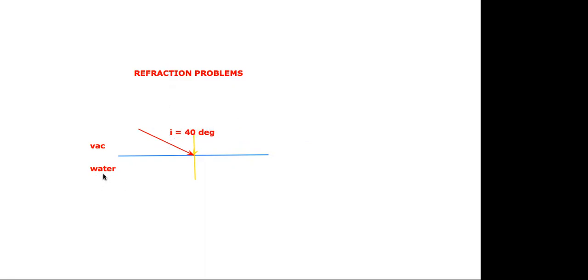Now, this is where light travels slower. Light travels fastest in a vacuum. So we know that this light is going to bend towards the normal from our previous lessons. This is the refracted angle, and that's what we're going to solve for. We're going to use Snell's law. Snell's law is n equals sine of the incident angle over sine of the refracted angle.